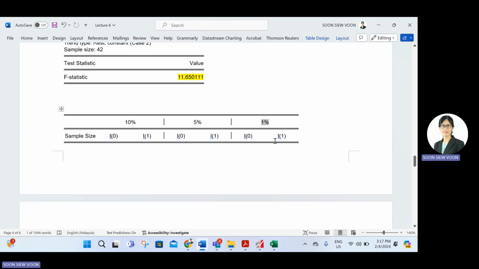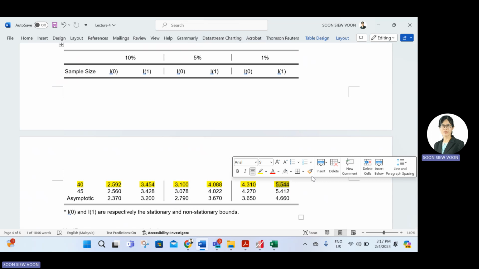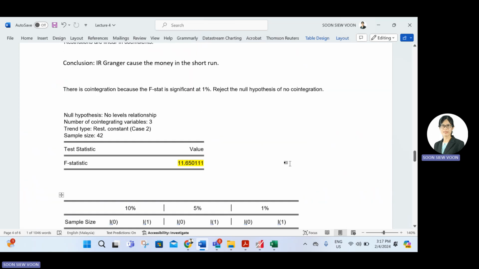So 11.65 is actually greater than 5.54, right? It means that it is greater than the critical value at the upper bound. So we can conclude that there is a cointegration, right? We reject the null of no cointegration, so what we can conclude is there is a cointegration in the long run.